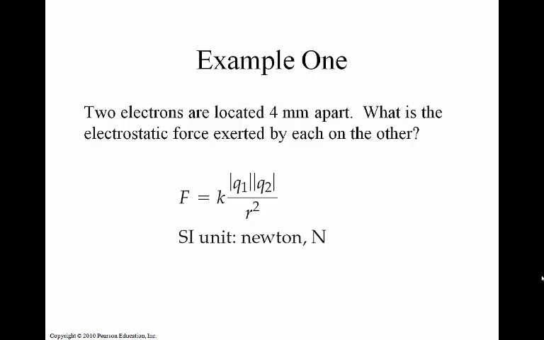Example 1. Two electrons are located 4 millimeters apart. What is the electrostatic force exerted by each on the other? We're going to start with Coulomb's law. We're going to make sure that Q1 and Q2 are in coulombs and that r is in meters.